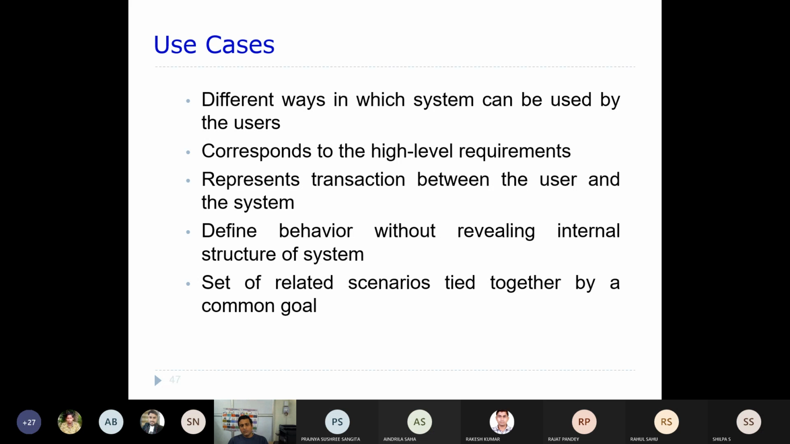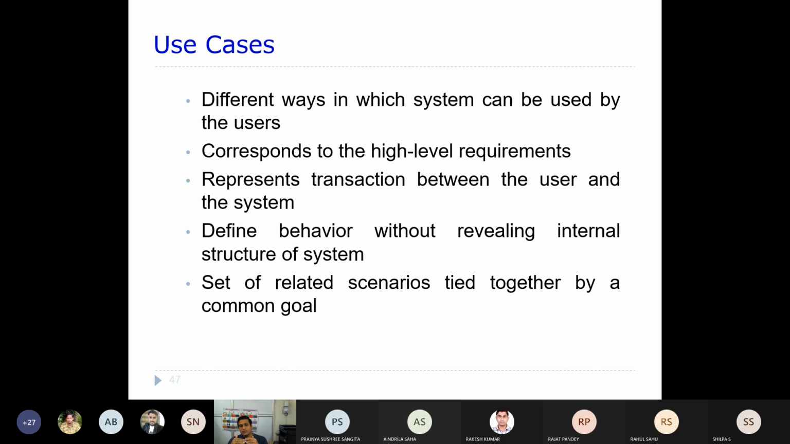Whenever you talk about any behavior, that particular behavior is tied together, maybe with a main activity. From that particular main activity, you may have a certain number of alternative paths.